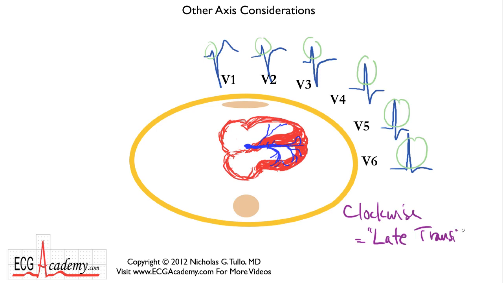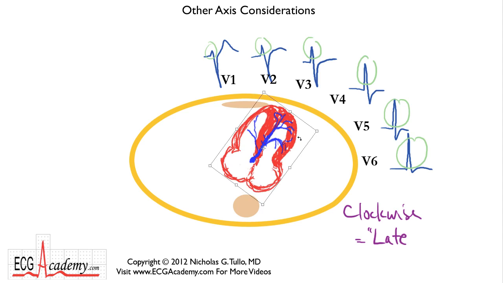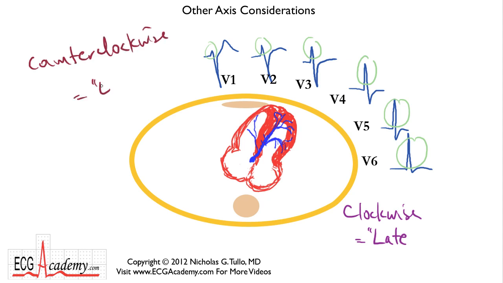Late transition occurs when the R wave doesn't grow until V5 or V6. So you have persistent small R waves all the way out until maybe V5, and then in V6, perhaps the R wave finally grows bigger than the S wave, but there's still a pretty sizable S wave in V6, and we call that late transition. Conversely, if the heart becomes rotated in the opposite direction, counterclockwise rotation winds up causing the ECG to show an early transition.